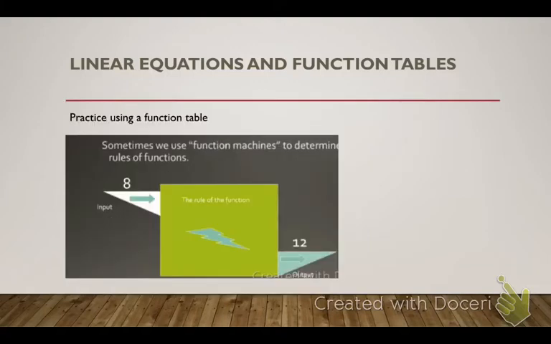Here we go. And sometimes we have to practice using a function table like this. You have an input-output. So you might put in 8 and you get 12 as a result. So sometimes we use function machines to determine rules of functions. And the rules of functions usually tell us what is it that we're going to do to this number to get that answer. Okay?